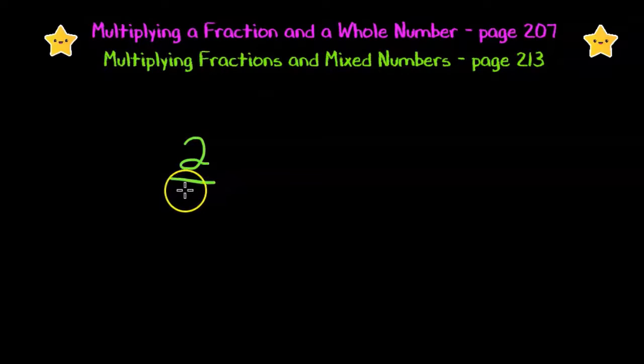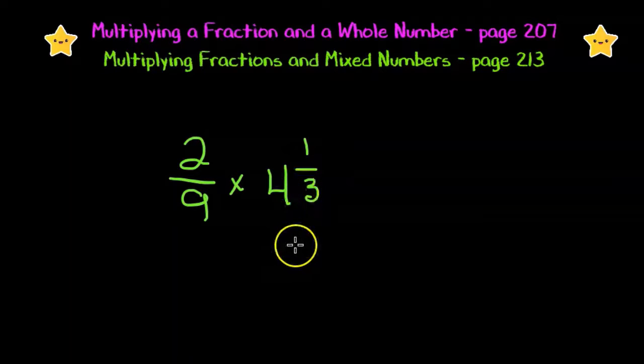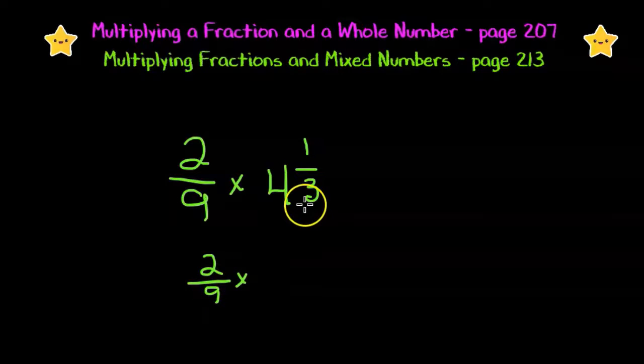That is 2/9 times 4 1/3. Okay, what's the first thing I need to do? Change that mixed number into an improper fraction. Awesome. So if I did that, the 2/9 would stay the same. 4 times 3 is 12. 12 plus 1 is 13.